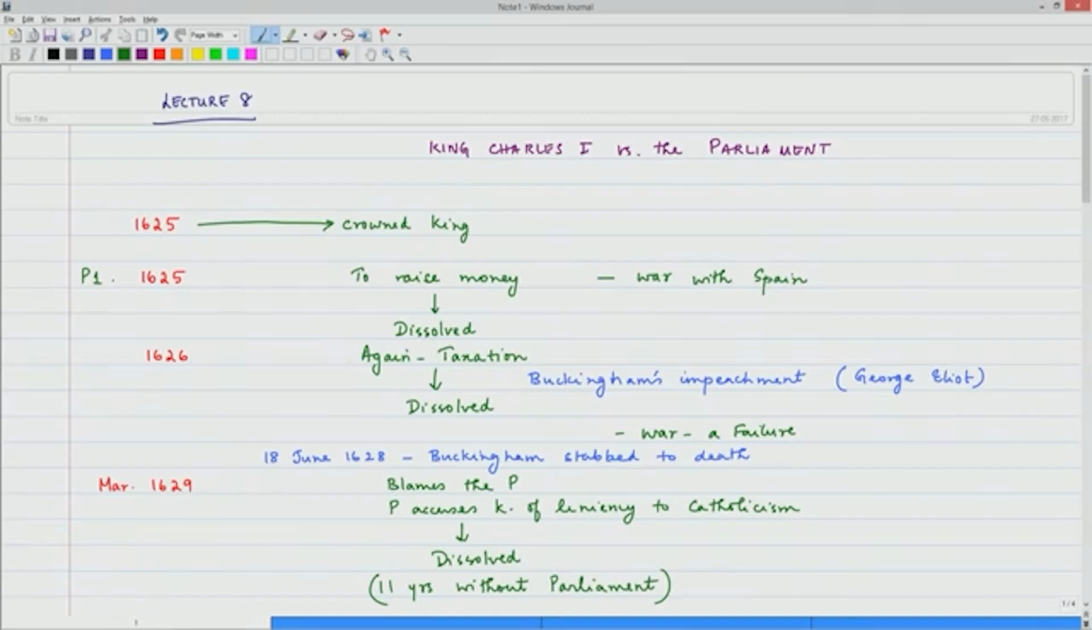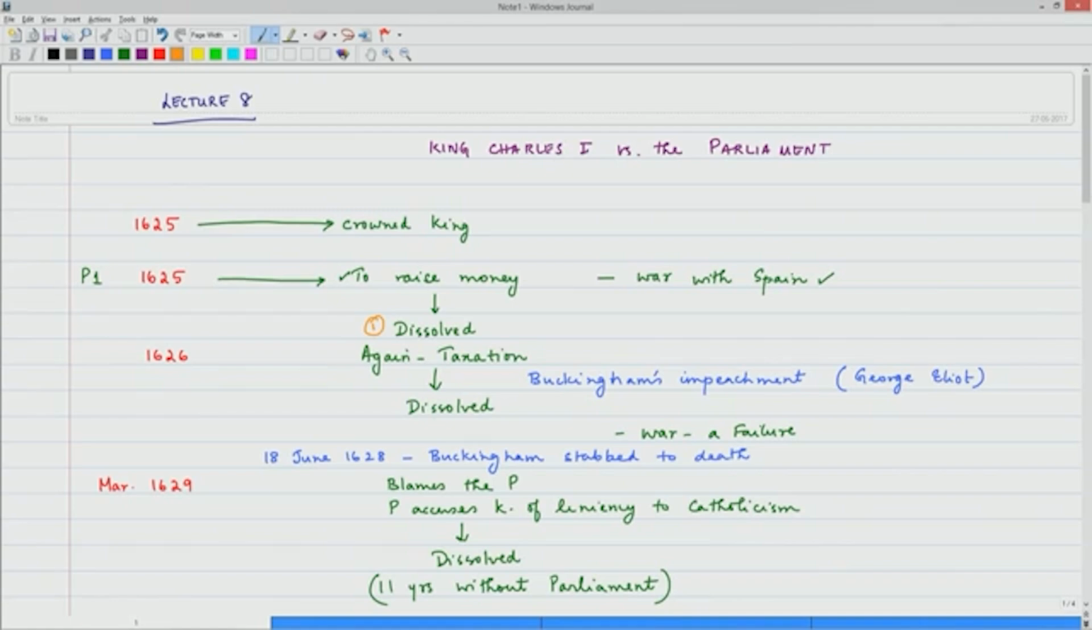So, Parliament is summoned for the first time under Charles I's rule in 1625 in order to raise money for waging a war with Spain. But the Parliament does not agree to this proposal by Charles I, and here we find Charles I dissolving the Parliament for the first time. And this was no big deal in England during that time. It was not as if the kings had not dissolved the Parliament at all.